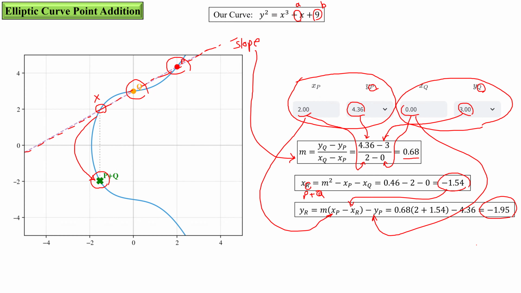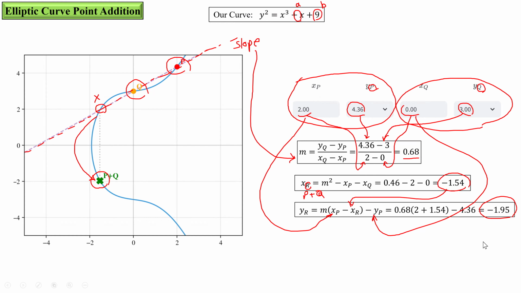Okay, so let's review again quickly. You just draw a line that is passing through 2 points P and Q, and then find the intersection point between the line and the curve, and then reflect the point over the x-axis. So you're done. You find the addition of 2 points.